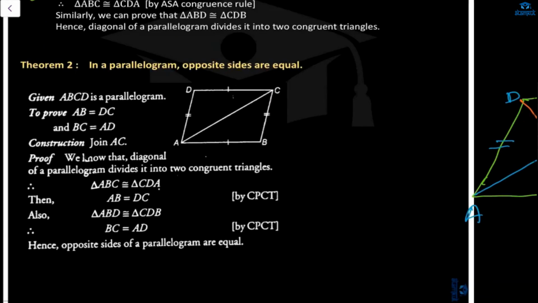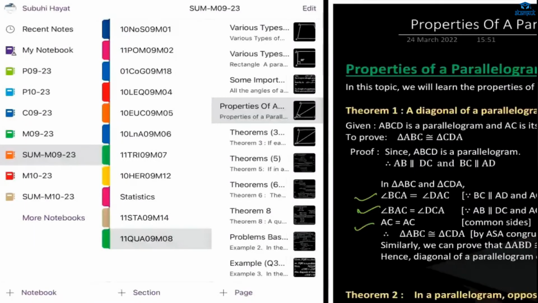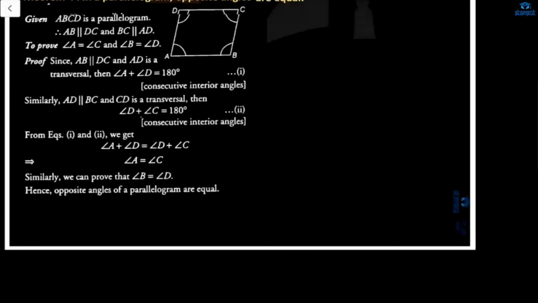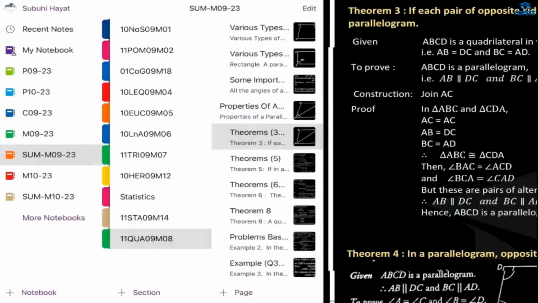Okay, because time is also there, so we are ending here, and in the next class we will be covering the theorems 3, 4, 5. Okay, all other theorems are there. You can go through them in the handouts. I'll be uploading the handouts. Okay, so you can check there.